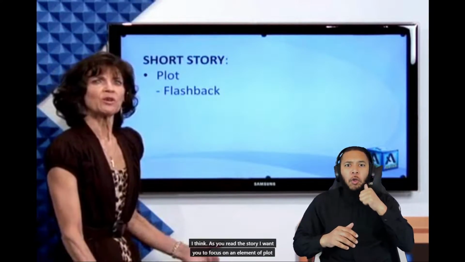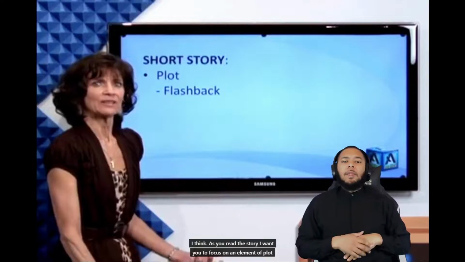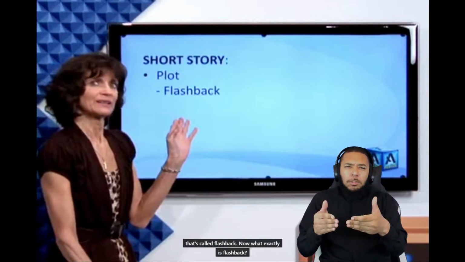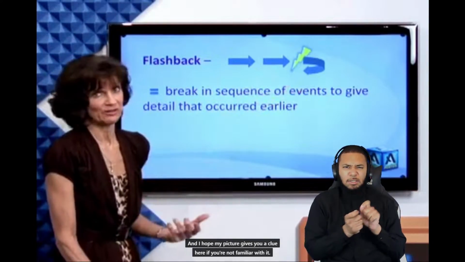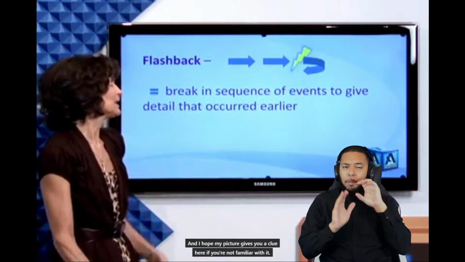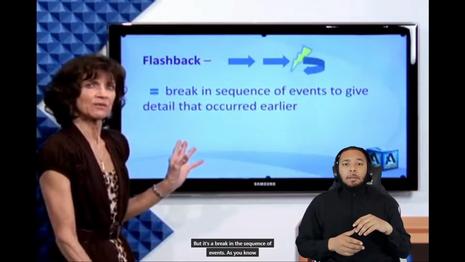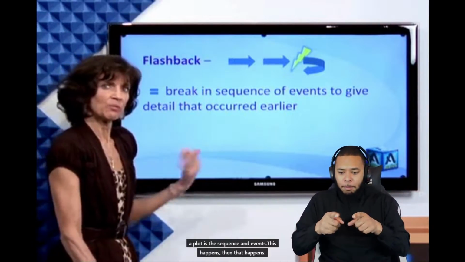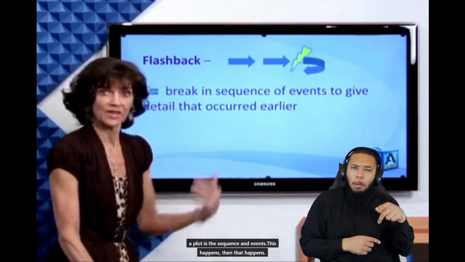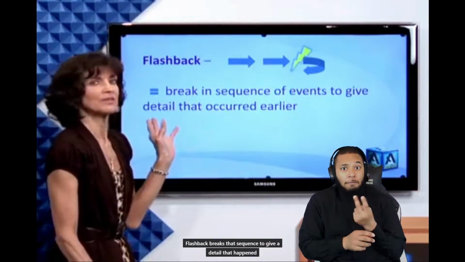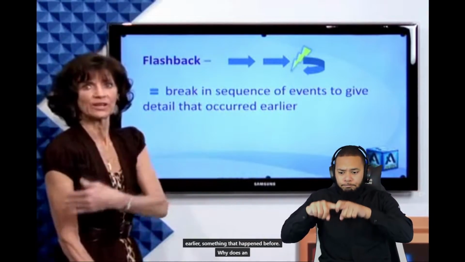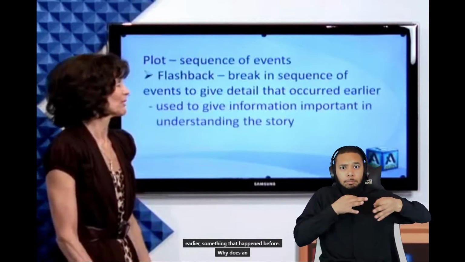As you read the story, I want you to focus on an element of plot that's called flashback. Now, what exactly is flashback? And I hope my picture gives you a clue here if you're not familiar with it. But it's a break in the sequence of events. As you know, a plot is the sequence of events. This happens, then that happens. Flashback breaks that sequence to give a detail that happened earlier, something that happened before.